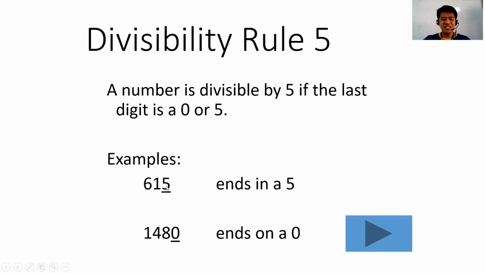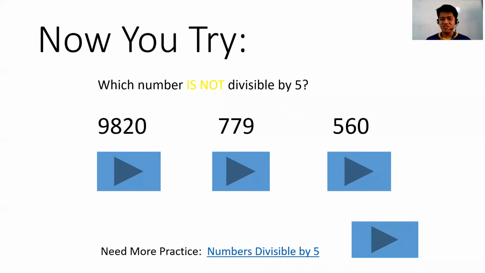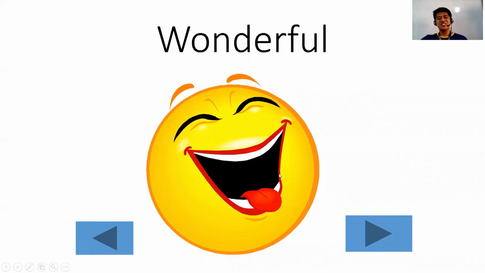For example, 615. The last digit is 5. So therefore, it is divisible by 5. 1,480. The last digit is 0. And it is also divisible by 5. Dito natin titignan. Gamitin na ating mga mata. Obviously, ang correct na sagot ay, which number is not divisible by 5? 779. Bakit? Among the three, siya lamang ang hindi nag-e-end sa 0. So therefore, the correct answer is 779.